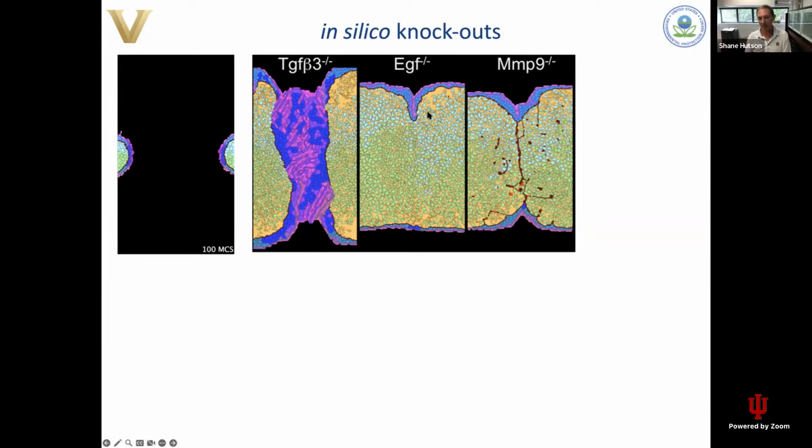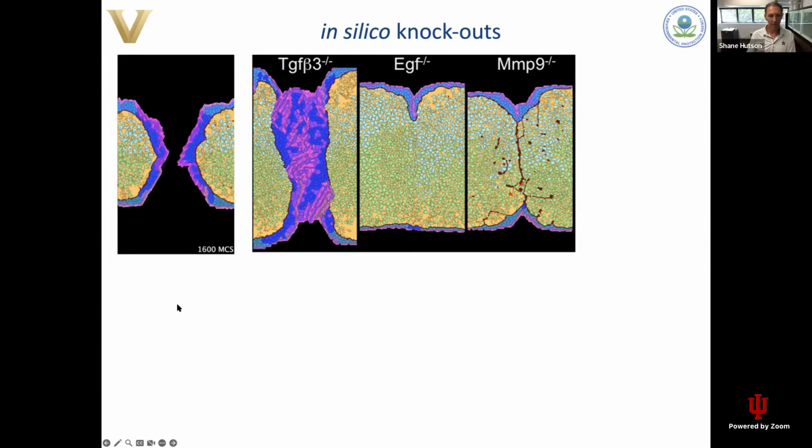Actually, this turns out this is exactly what happens in the organism. EGF mutants are pretty much okay. TGF-beta 3 mutants are definitely not. Their palates don't fuse. We can even knock out matrix metalloproteinase, and you can see that there's a whole bunch of basement membrane left in there that just doesn't get degraded when it's supposed to fuse together.